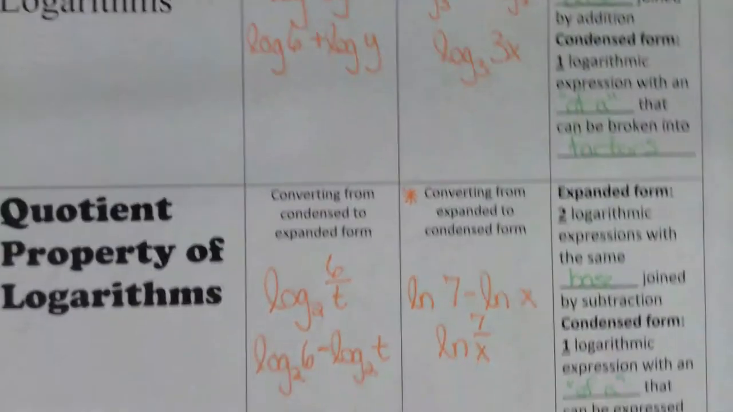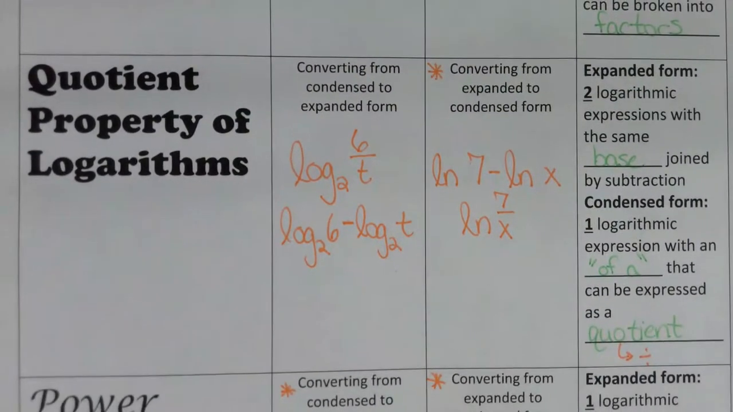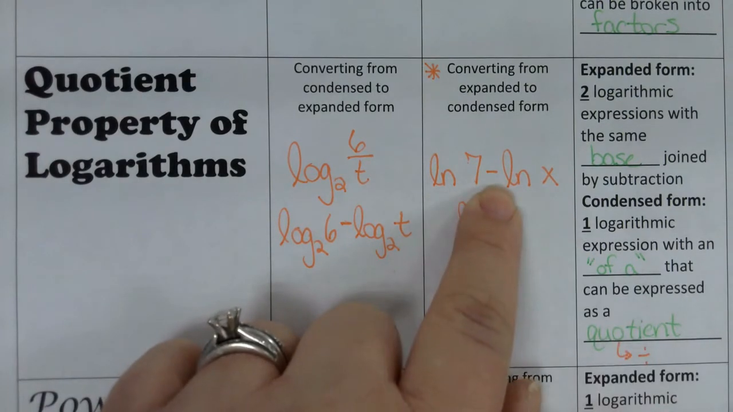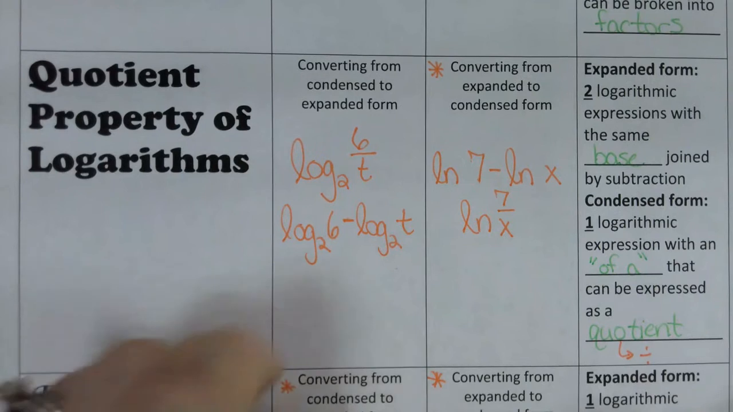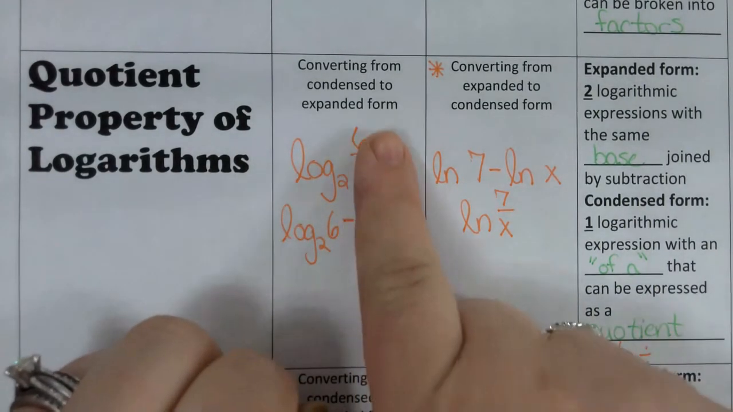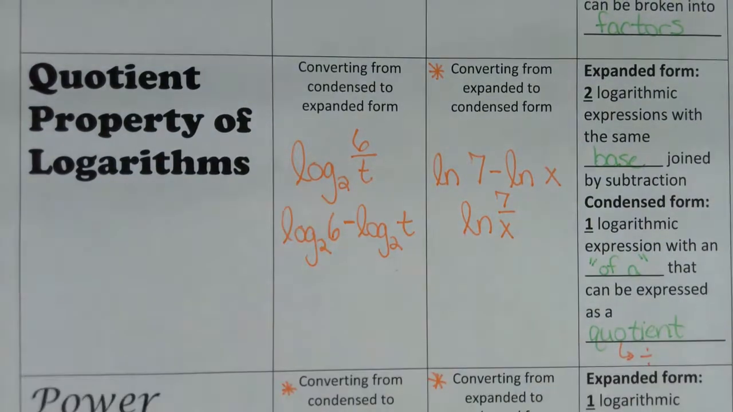Quotient property. Now if we think about what product means, multiply. Quotient means to divide, so we're going to have division happening in here. Our expanded form looks very similar. Two logarithmic expressions with the same base connected by a subtraction sign. Condensed form, we're going to have one logarithmic expression. Our of number is going to be expressed as a quotient. That's division. We are going to put our emphasis on converting from expanded to condensed form, but we'll walk through both.